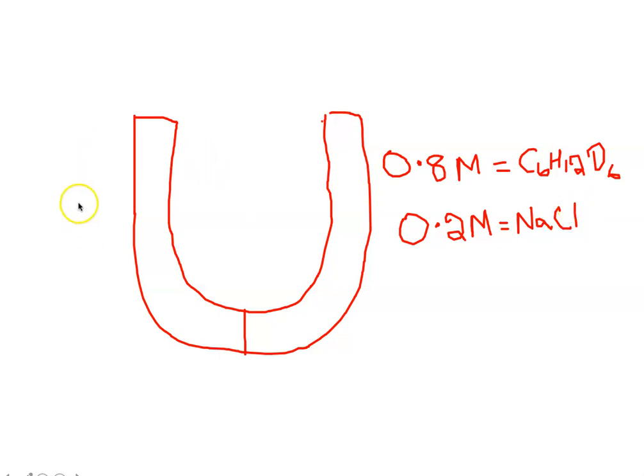And on this side of the tube, you have 0.6 of sugar and 0.6 of salt. Okay. So the total molarity of the solute here is going to be 0.6 molar for the sugar.